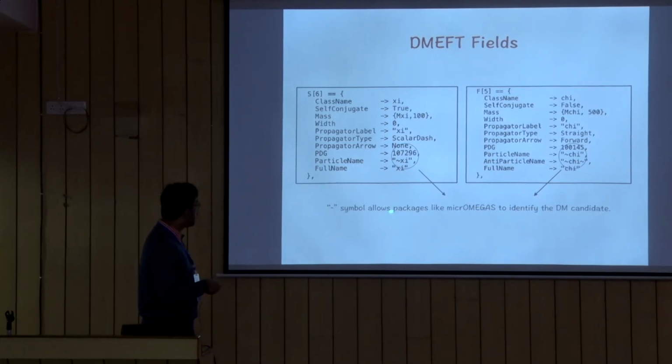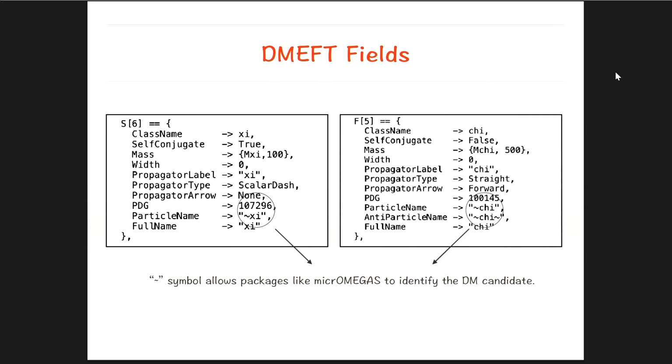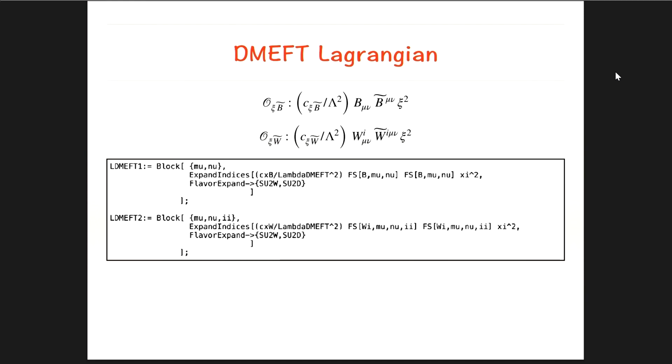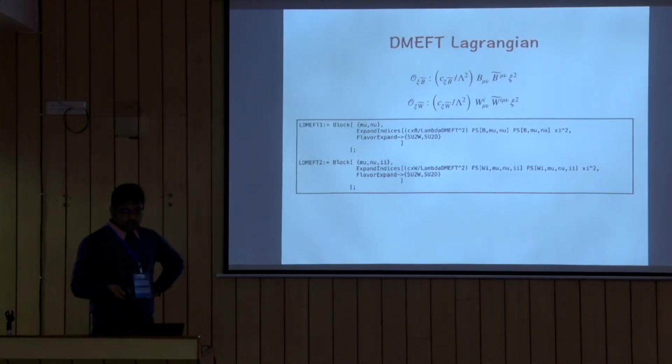So this symbol allows the packages like micrOMEGAs to identify the dark matter candidates. So if you don't do that, then they will get confused. And this part is trivial, which I just talked about, and this part is also not very difficult because we have defined this F_s B mu nu, once again ignoring the tildes here, and then this xi square, the flavor expand is SU2W and SU2D, and so on and so forth. So this is how exactly it goes.